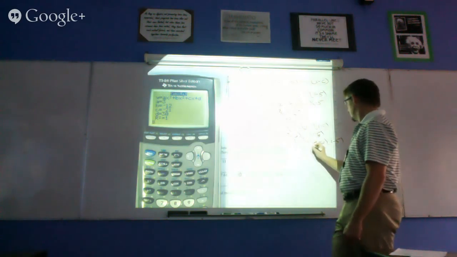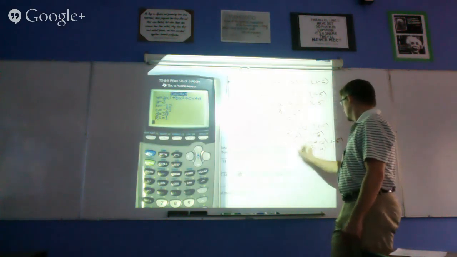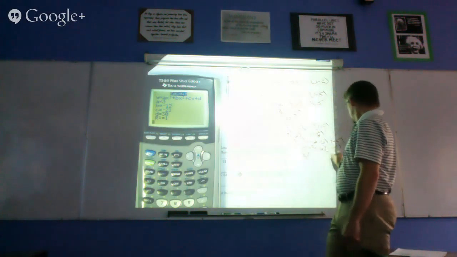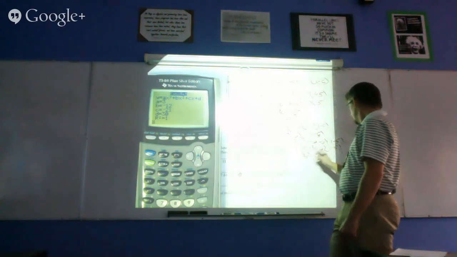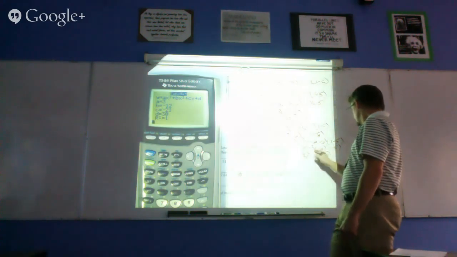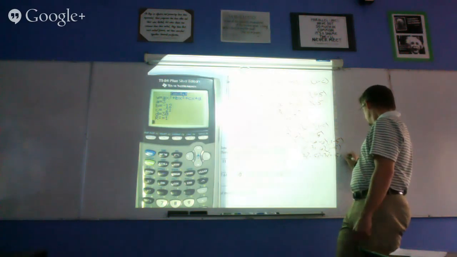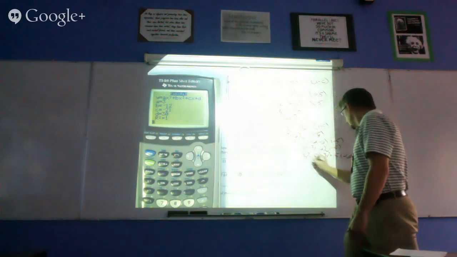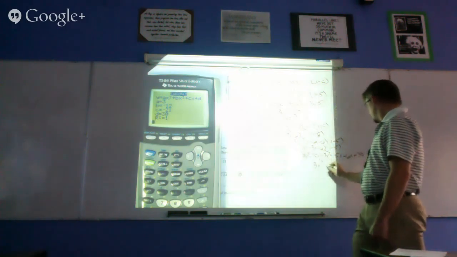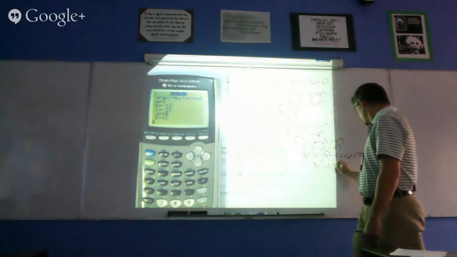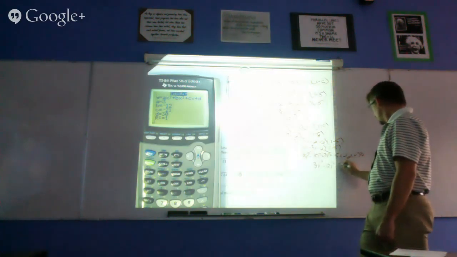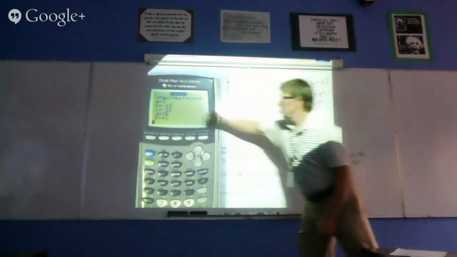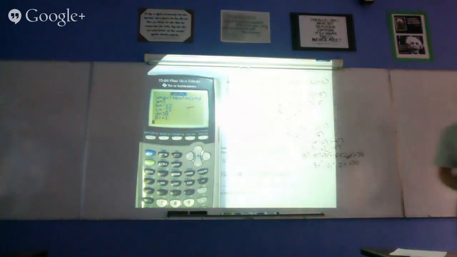3x squared plus 3x minus 6, x minus 5, 3x cubed minus 15x squared plus 3x squared minus 15x minus 6x plus 30. 3x cubed, done. 15x squared, negative 12x squared, done. Negative 21x plus 30, which matches what you have there.